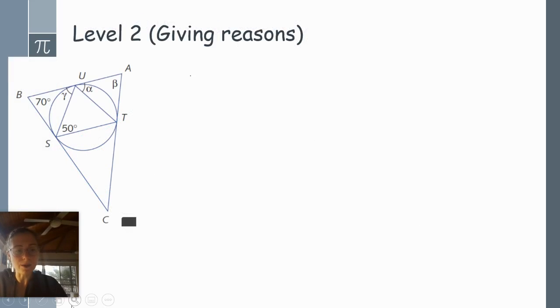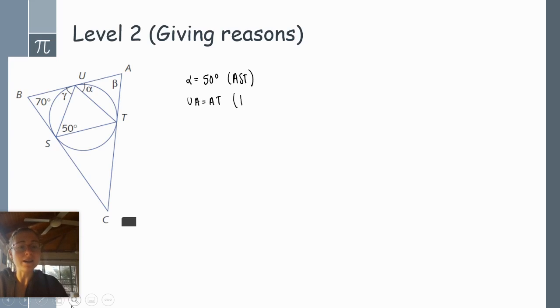Alright, here's another one. This one's not too tricky, but again, there are a few variables in here. So I know that alpha is 50 because of the alternate segment theorem. Yay, that was an easy one. Now I want you to have a look at the triangle UAT.